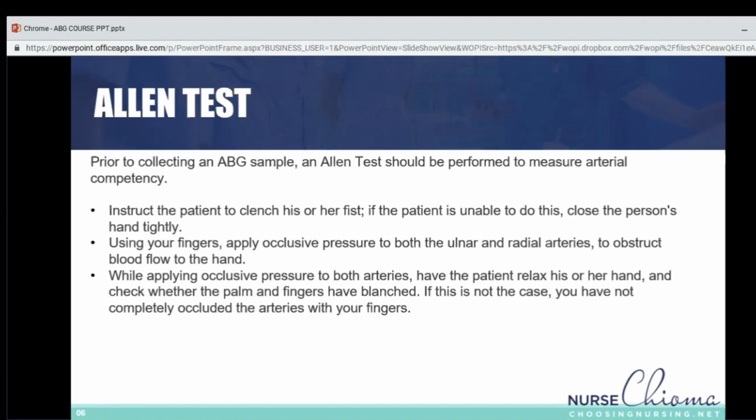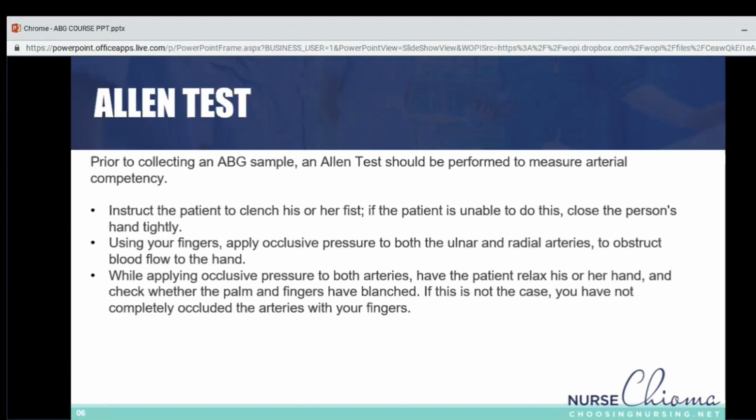And this is something that we do prior to collecting the blood sample, and it should be performed to measure arterial competency. So here are the steps that we do. And you want to learn this. You want to instruct the patient to clench his or her fist, okay? If the patient is unable to do this, you want to close their hand tightly for them.